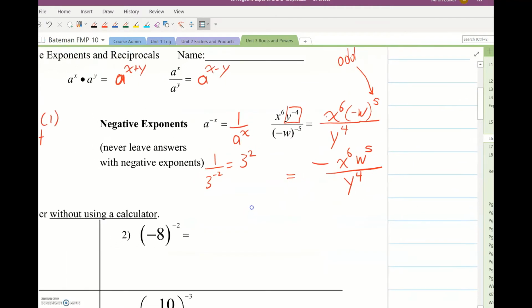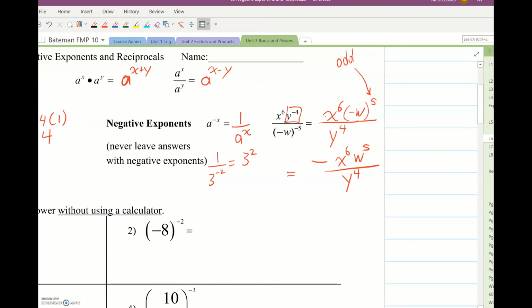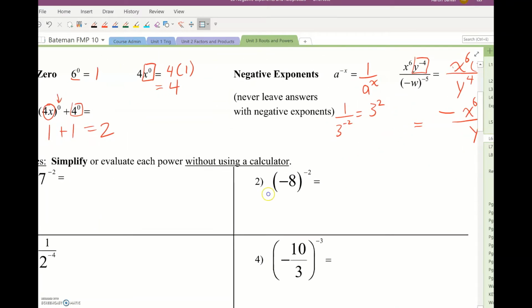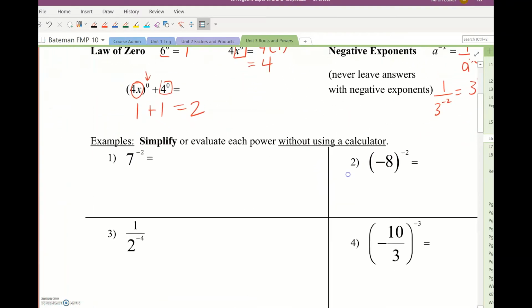Okay. So these are all simple ideas, but combined together makes them a bit more challenging. So let's go over some of this. Simplify without using a calculator. Number 1. What do we do with this negative exponent? Turn it into a fraction. So it's the flipping rule. Then what? Evaluate. 7 squared is 49. Done. That's our answer.